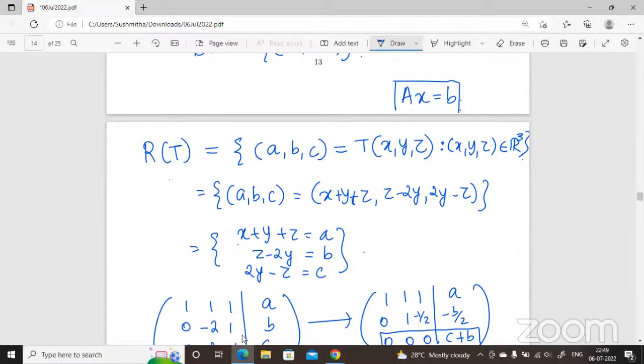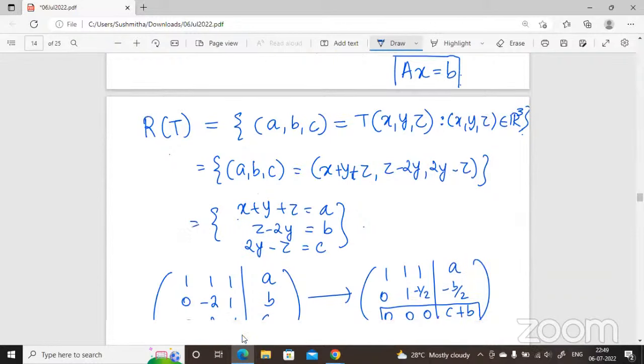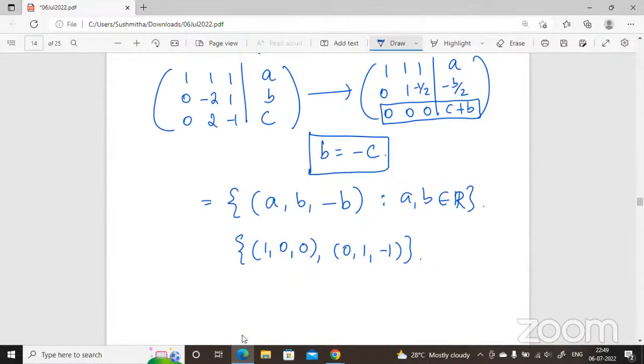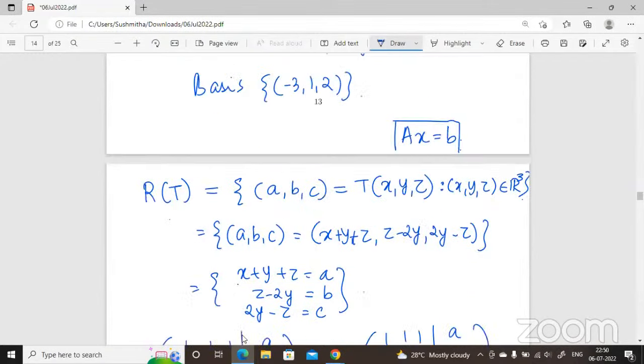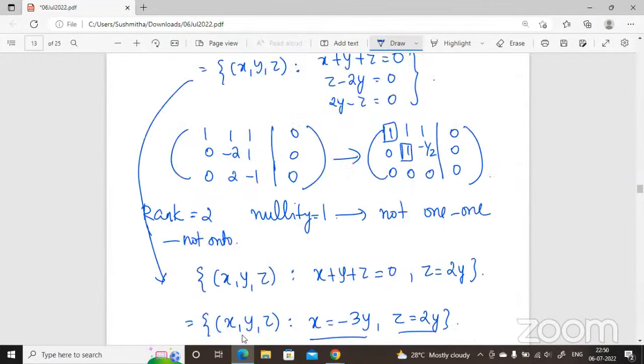This was my question earlier, madam. Here, ma'am, we get B is equal to minus C. One expression. So how do we check onto here, madam? No, we have already checked onto. Rank was 2, so not onto.